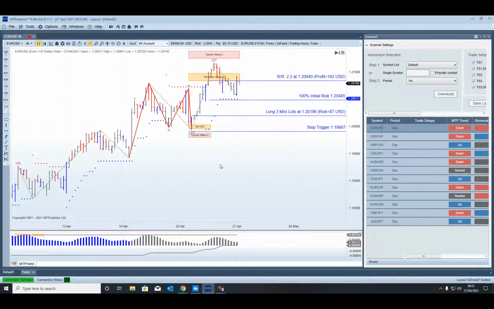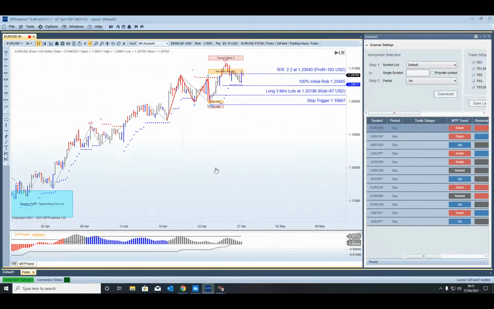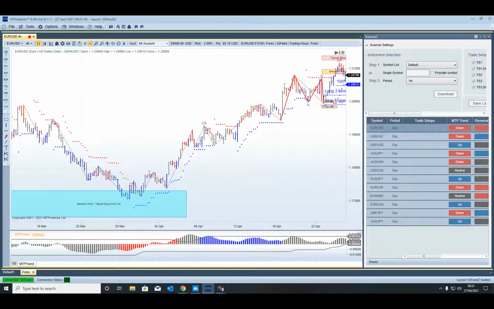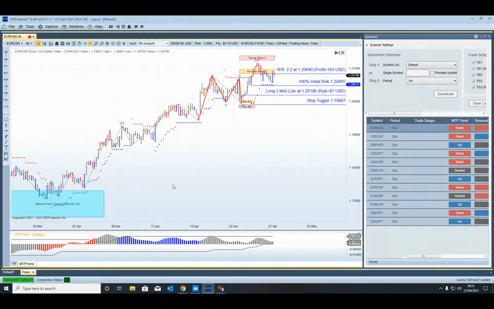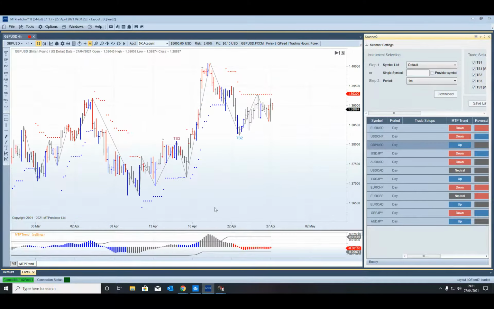Of course, here you wouldn't want to be doing a sell setup because you'd be looking for the market to go up. Here again, you wouldn't be looking to do a sell setup because you're looking for the market to go up. Do things work that well all the time? Of course they don't. Let's have a look at the British pound.